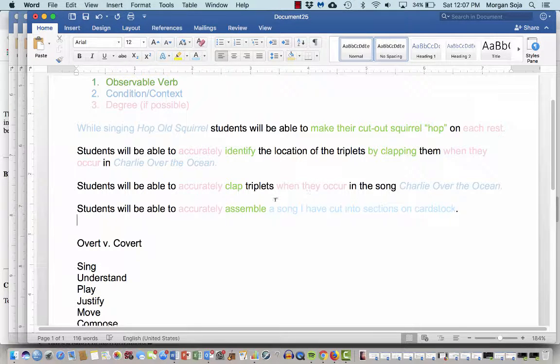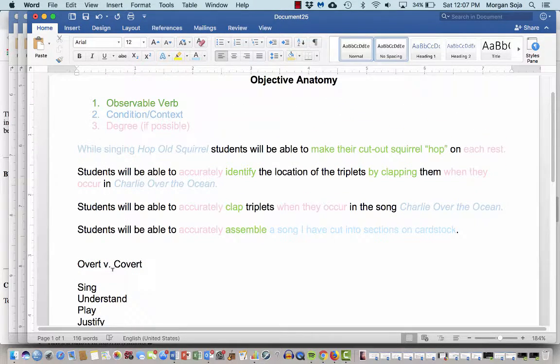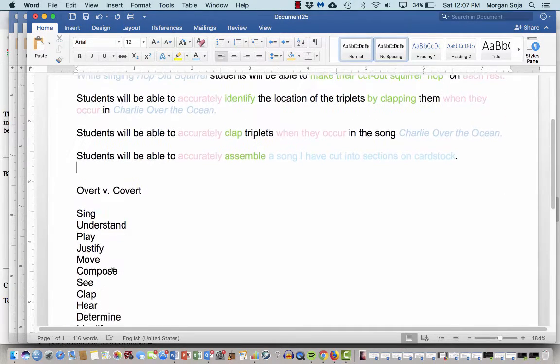All right, so this one could use a little bit more wordsmithing, maybe, or a little bit more specificity. We can't really know. Maybe this is something that we would go into the procedures and look and say, what exactly is the teacher wanting them to do in this case, in order to make this a little bit more clear. Let's talk about the difference in our observable verb between overt and covert verbs.